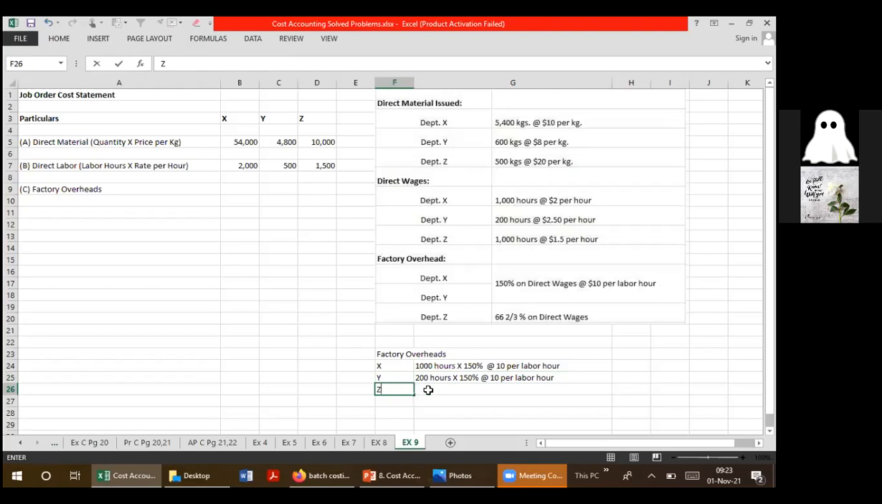Then for Department Z, it says 66 and 2/3% on direct wages. That means 2/3 of the direct wages. 66 and 2/3 is 66.67%. So that is 2/3 of direct wages for Department Z.